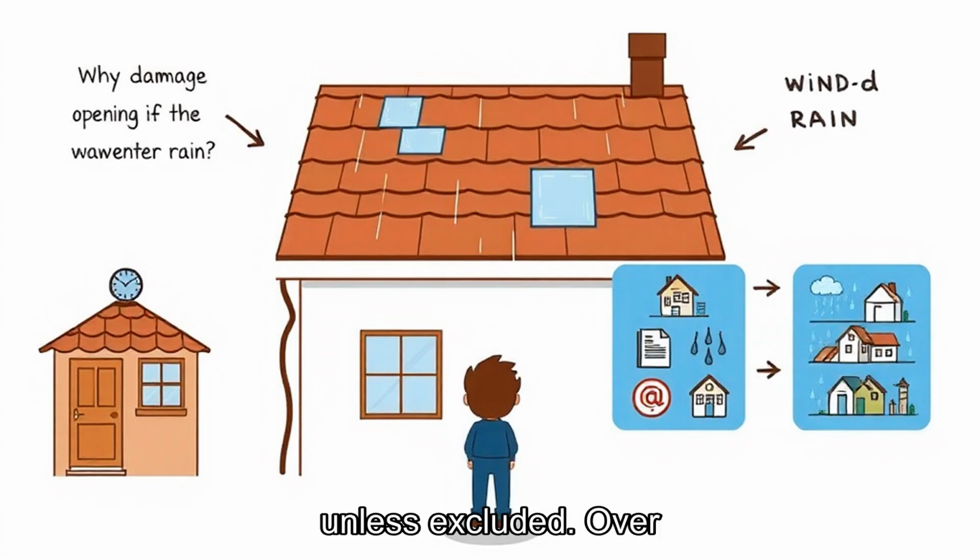Another example is wind-driven rain. A simple case is this. Damage from a storm opening the roof may differ from rain entering through poor maintenance. The important driver is that the visible water stain does not answer the coverage question. That is why the cause behind the water matters.